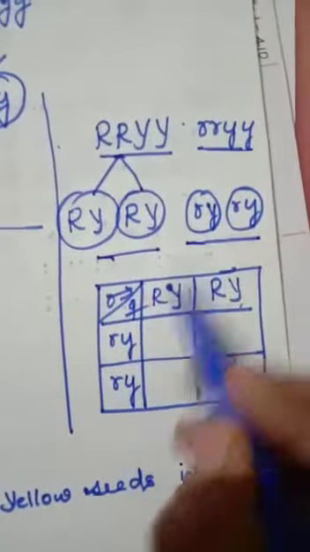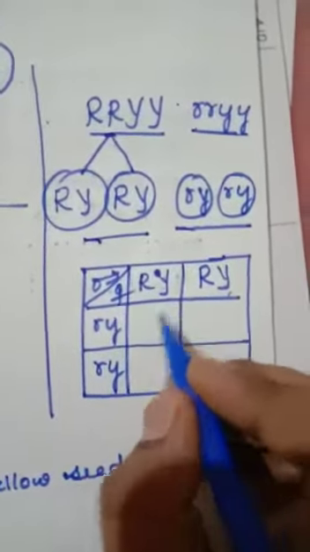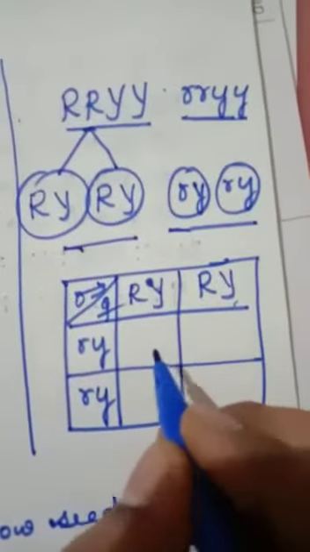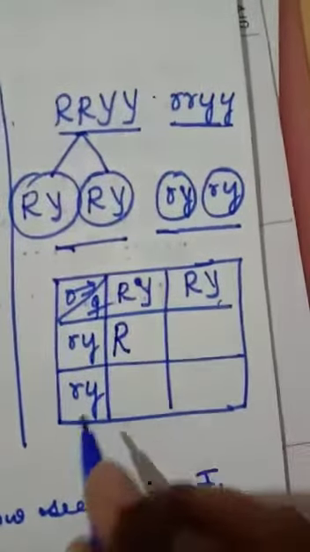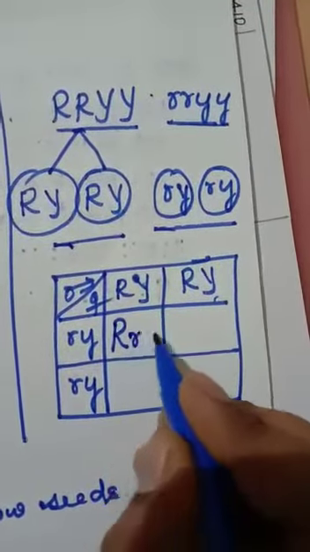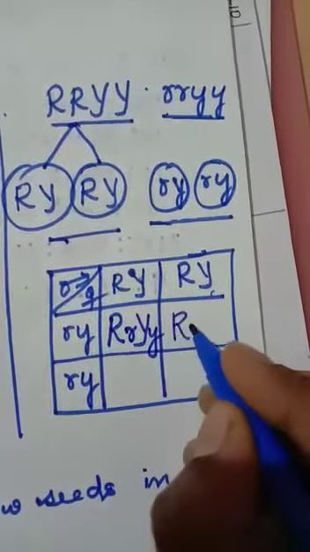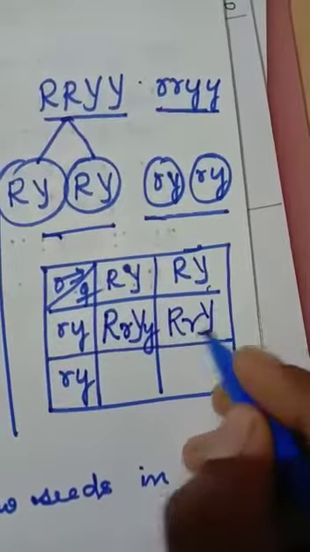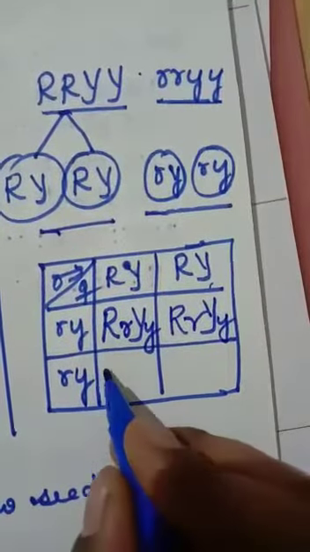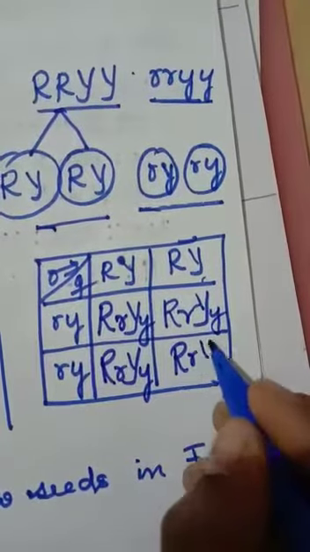So first we are taking this one in a row, and here in the column we are taking small r, small y, small r, small y. So now we are going to fuse each other. Let's observe how many characters are going to be inherited. First, we always need to write the capital one. Okay, capital R, small r, capital Y, small y. Next, capital R, we are fusing the same. Capital R, small r, capital Y, small y. Now same, capital R, small r, capital Y, small y, capital R, small r, capital Y, small y.